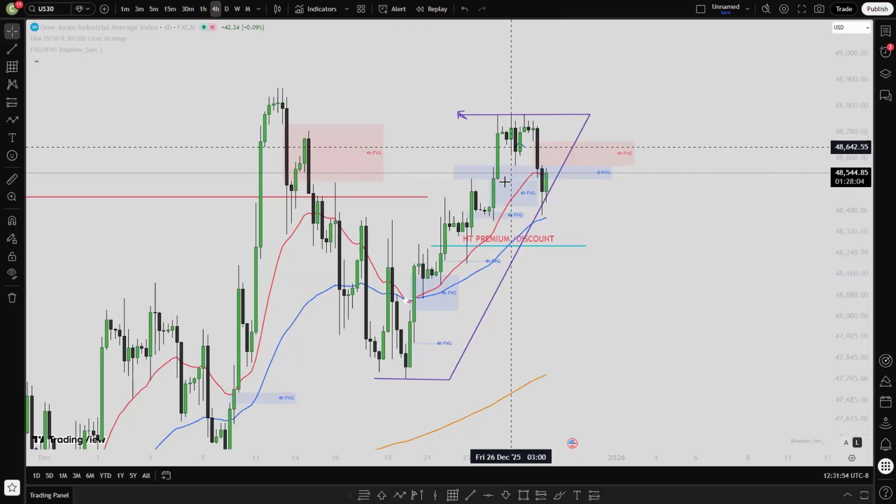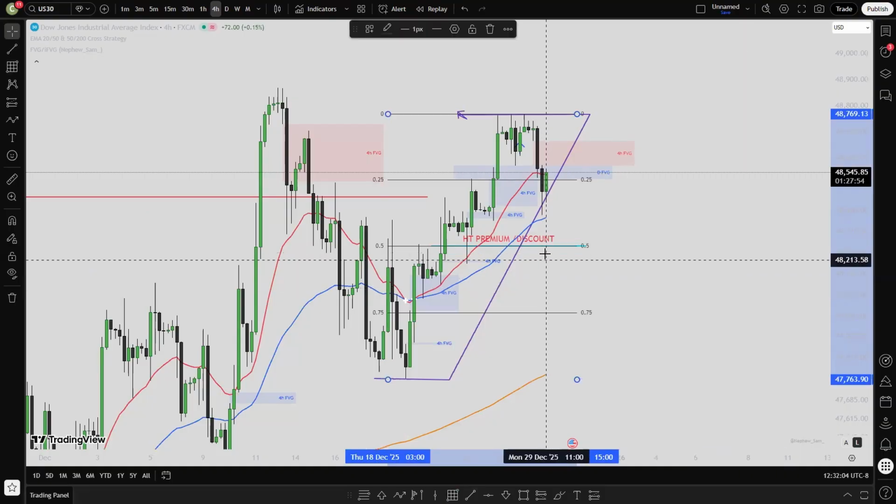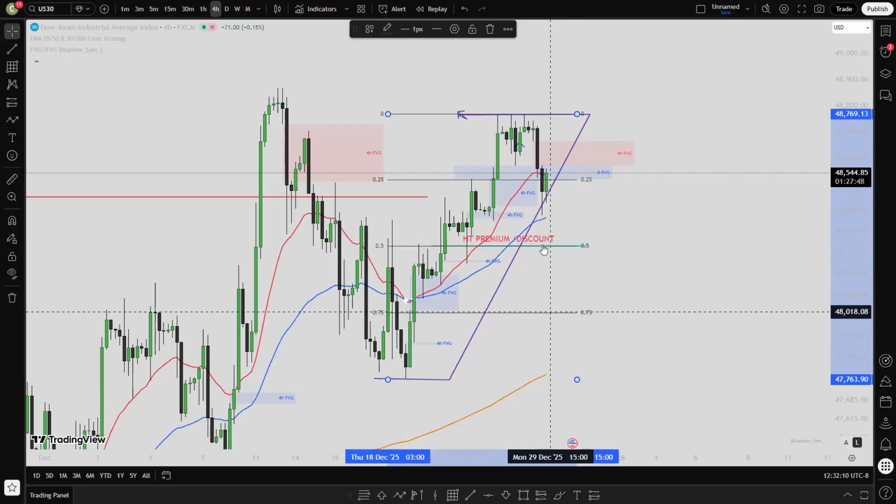So what you want to do is, the leg that you're trading in, you go to the left and you take your Fib box out. I've marked the 50% of the range right here, and I've labeled it the high time frame premium discount right here in this teal colored line.